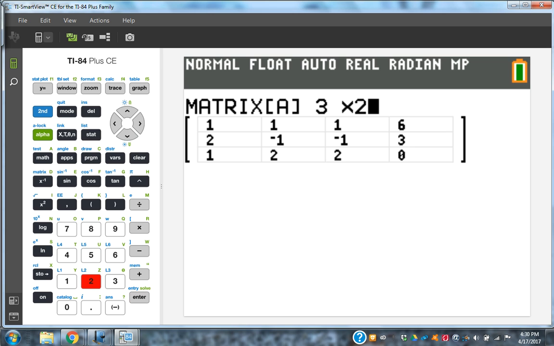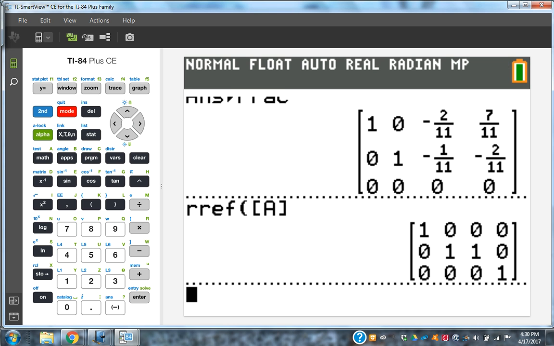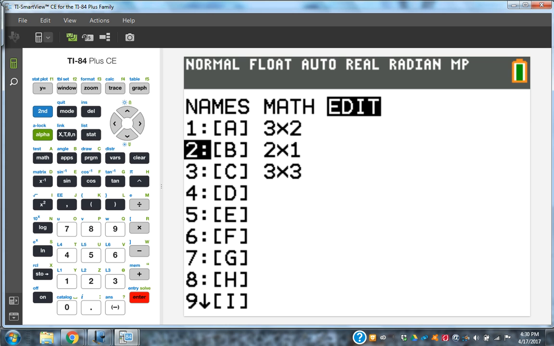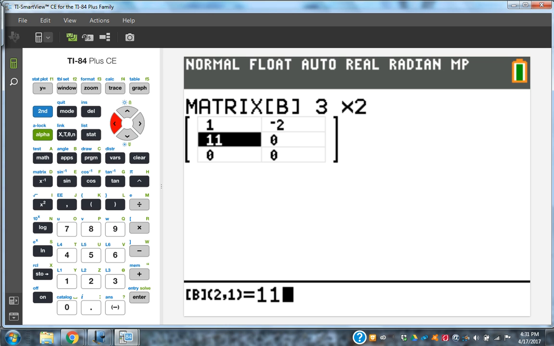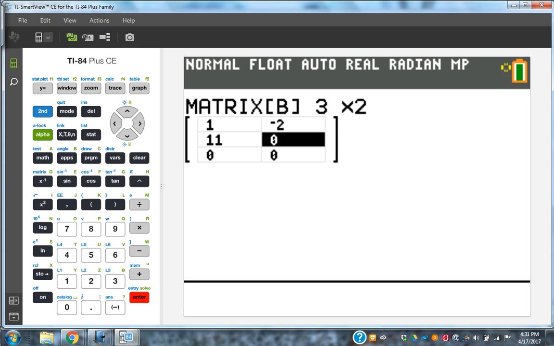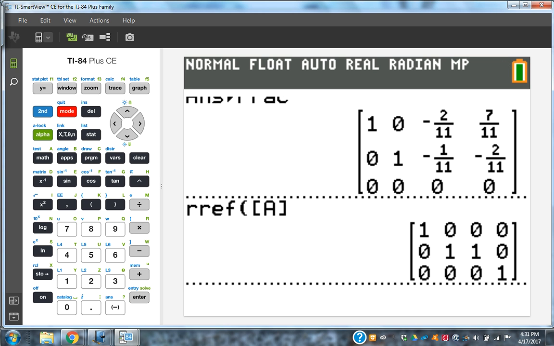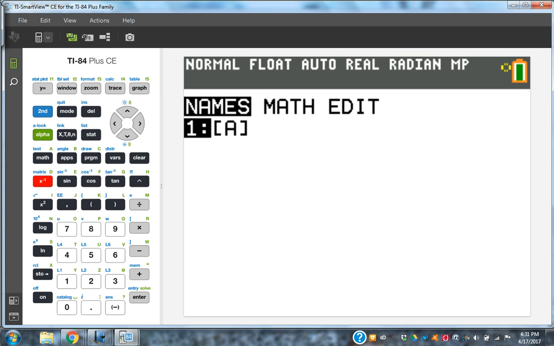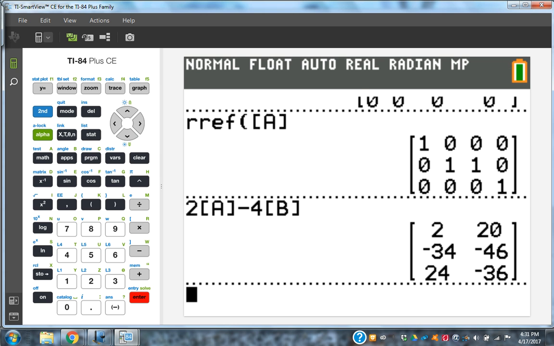And that was a 3 by 2, 3, 6, 5, negative 7, 2, 10, and then second quit. And I'm going to go to matrix B, make it a 3 by 2. We got 1, negative 2, 11, 8, negative 5, and 14. And then I would just on the regular calculator screen say 2, then go grab matrix A, minus 4, go grab matrix B. And it cranks out a matrix with that solution set.